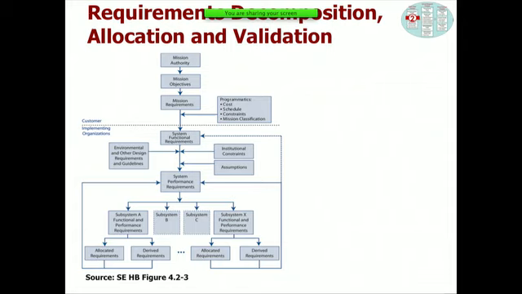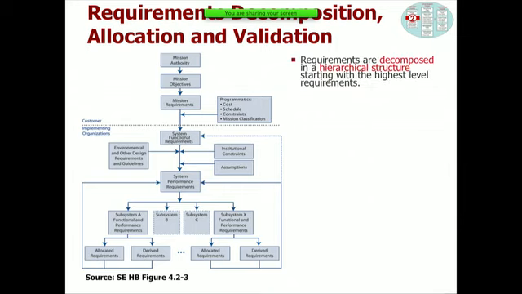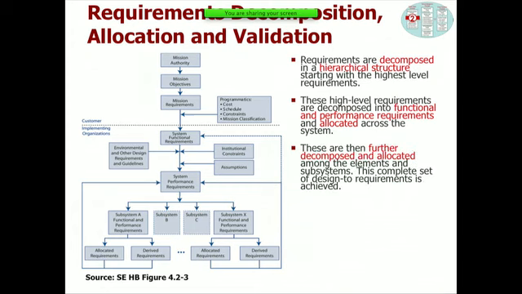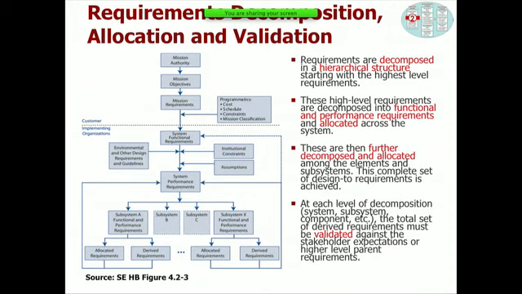And then the important thing is the difference between allocated and derived requirements. Allocated requirements are requirements that you choose to allocate, and derived requirements are calculated, dependent requirements based on the allocated requirements. And I'll get into this in a minute. So requirements are hierarchical. We talked about this. Functional and performance requirements are allocated, and then from these we can further decompose and derive requirements. And then the total set of these requirements needs to be verified and then validated against the stakeholder expectations.